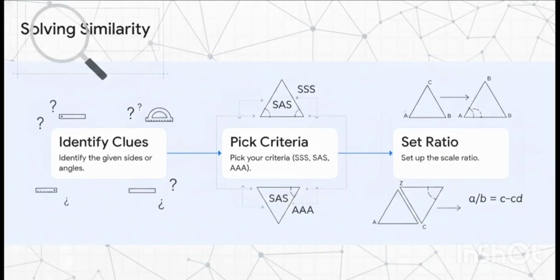So how do we actually take all these shape-shifting rules and use them? Basically, you treat them like you're a geometric detective. Step 1, look at your problem and figure out what clues you actually have to work with. Do you have side lengths or do you have angles? Step 2, pick your cheat code. Does your evidence fit the SSS, SAS, or AAA criteria? And finally, step 3, once you've proven they're similar, you just set up your scale ratio to find whatever piece is missing. Let's actually see this in action.